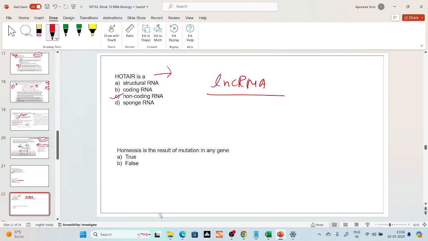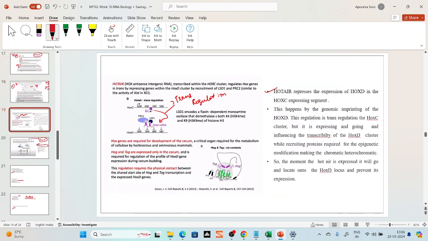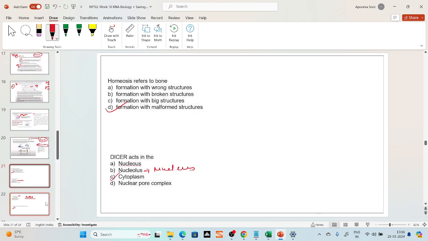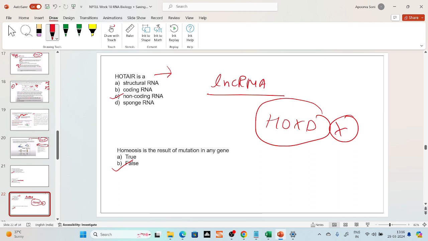So, homeosis is the result of mutation. The answer is false. Now, why is it false? Because there is no mutation that is happening. The only thing that is happening is that a gene which has to be repressed is also getting expressed. For example, in this case, we wanted that HOXD should not be expressed. But HOXD is getting expressed. So there is de-repression. That means HOXD was not getting repressed, it is getting expressed.